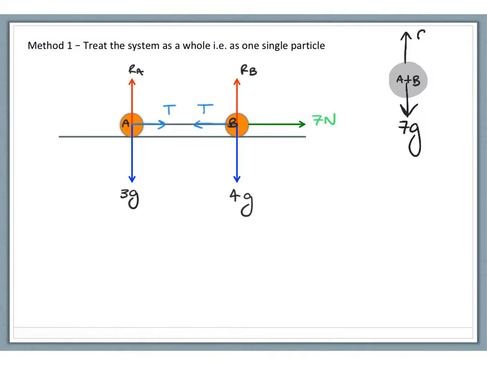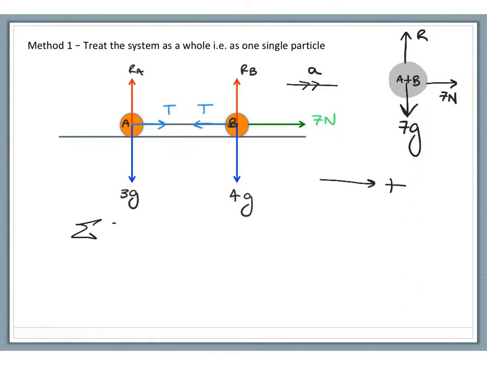There'll be a single normal reaction force upwards like that, and there will be a forwards force of 7 newtons like this. Now, because we've combined the 2 particles, the 2 T's, one going left to right and one going right to left, cancel each other out, and we're no longer concerned about those forces at the minute. The system is accelerating to the right in the direction of the resultant force, so we'll mark on the acceleration like that, and of course going to the right is going to be our positive direction.